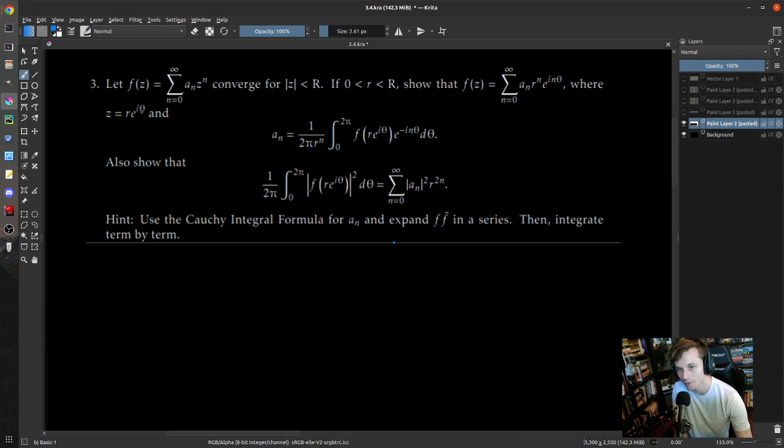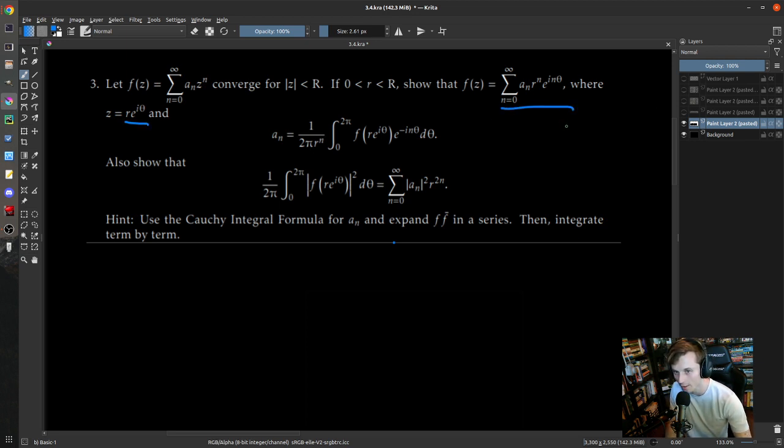Let's do 3 first, where we were talking about a function f of z, which is written in terms of a power series centered at 0. We're assuming that it converges for modulus of z less than big R. So for a little r between 0 and big R, something inside the disk of radius big R centered at 0, we want to show that f of z is equal to this, where z is equal to r e to the i theta. I think nobody had any problems with that.